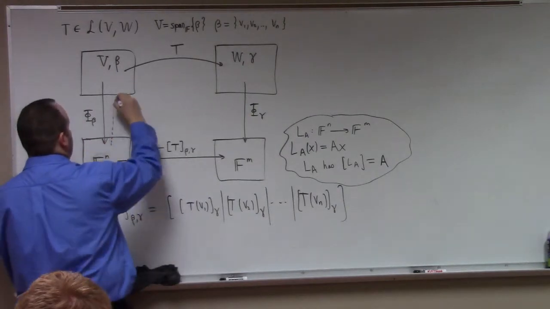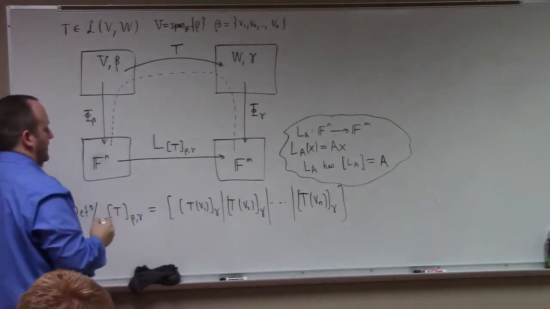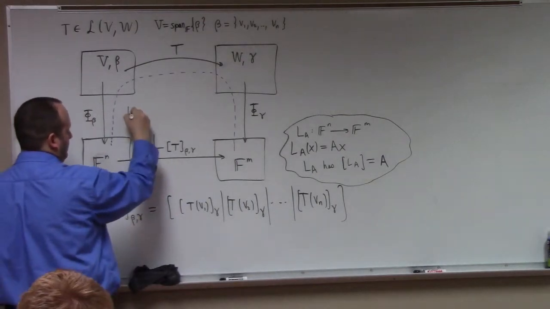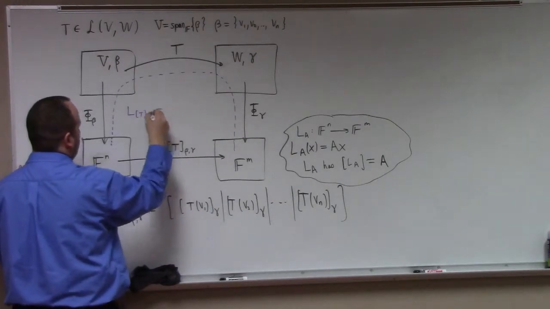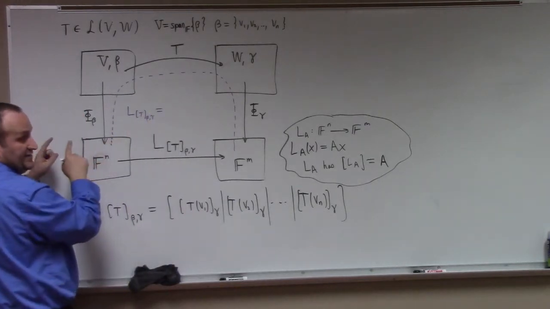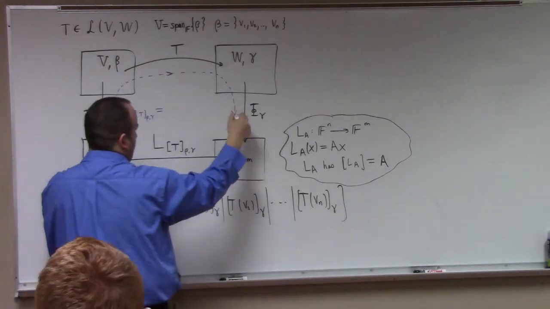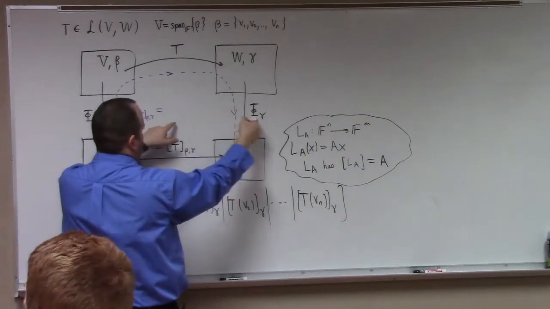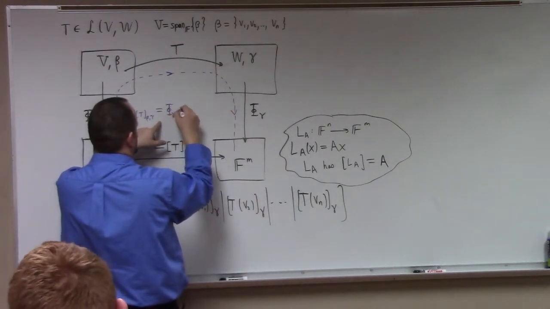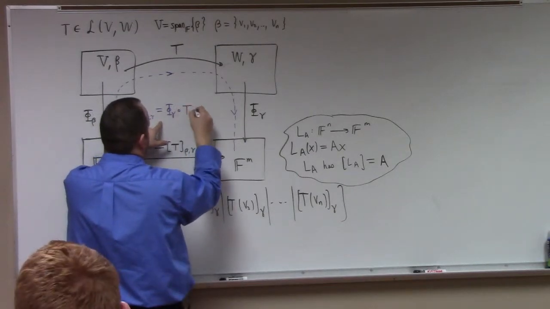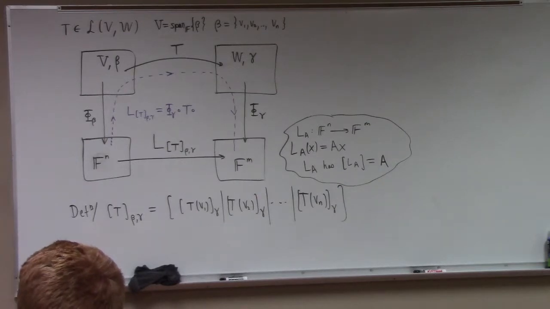Like that. And so that would show me that L sub T beta gamma is equal to, so the last shall be first. I start here, I go across here, I come back down here. So I do that one, the last is first. So phi gamma composed with T.